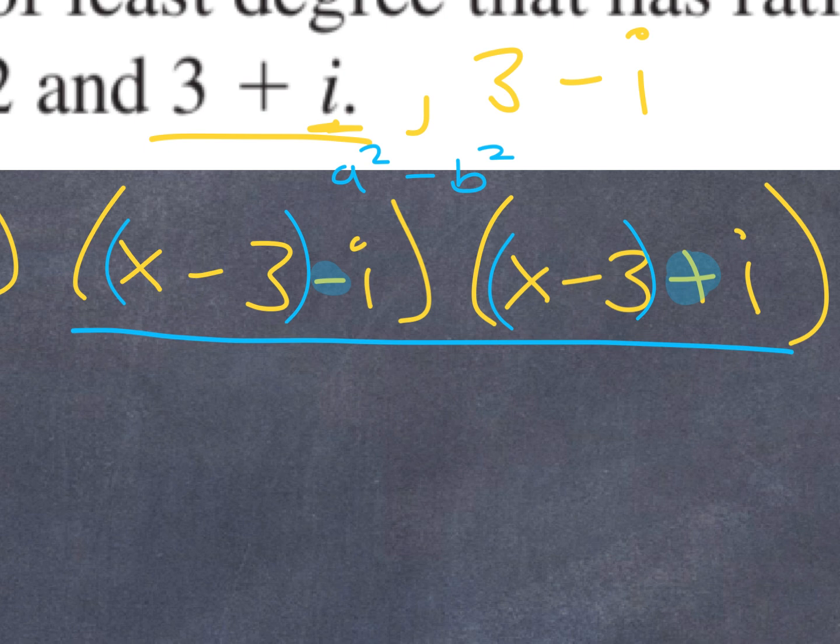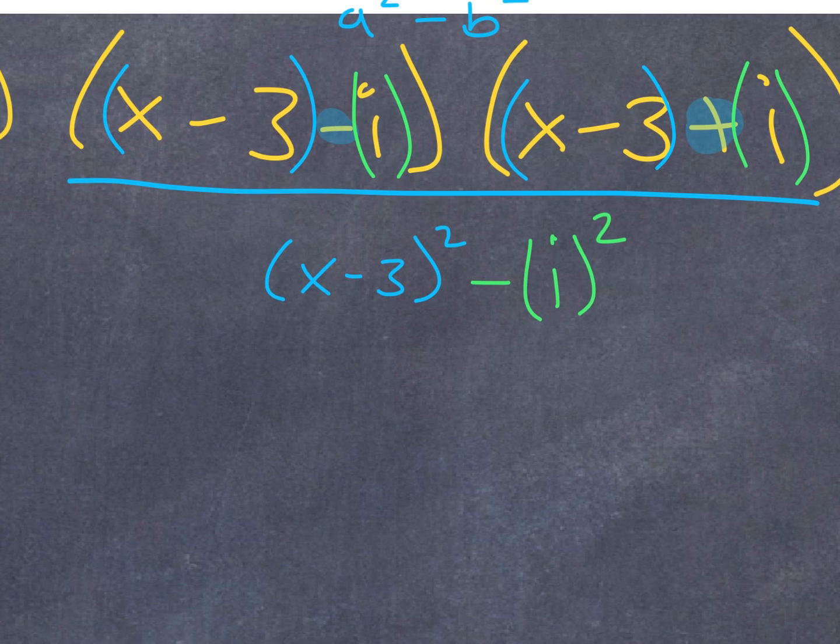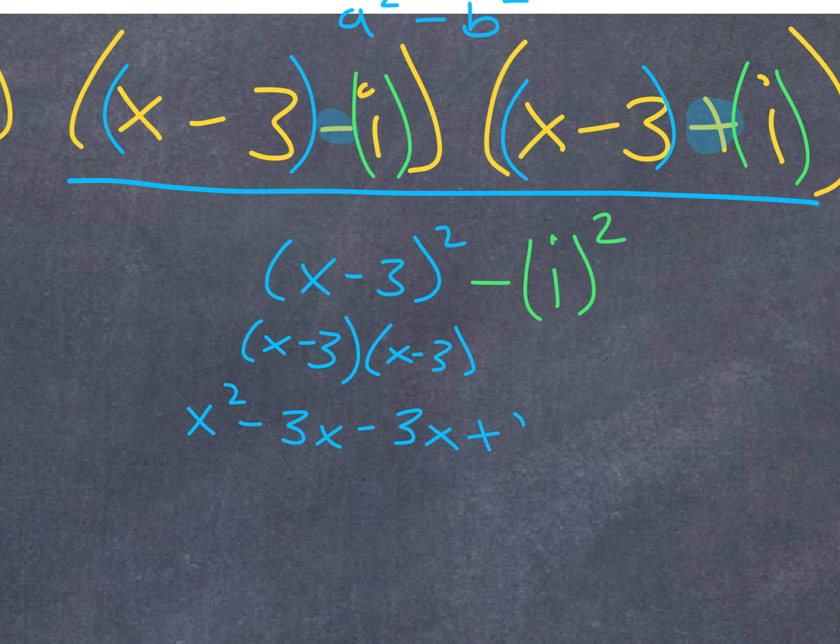So x minus 3 is our a, so we're going to say x minus 3 squared. And then what do you think our b is? i. So minus i squared. So x minus 3 squared, we have to FOIL out. We're going to write it twice and FOIL it out. x minus 3 times x minus 3. So here we get x squared minus 3x minus 3x plus 9.